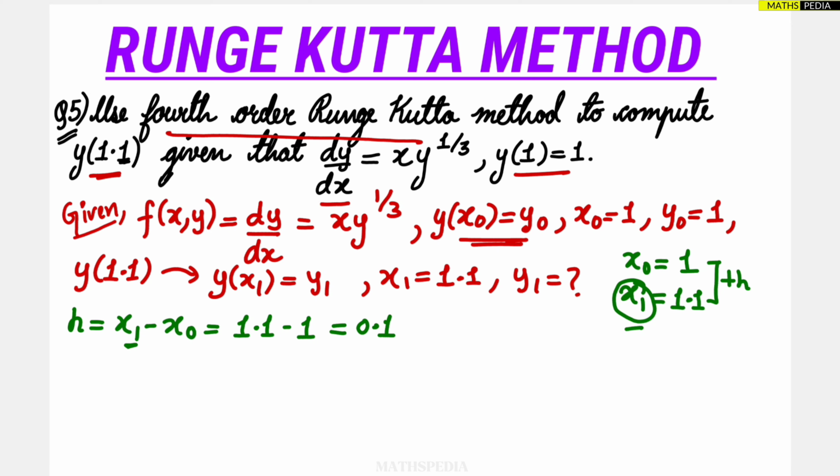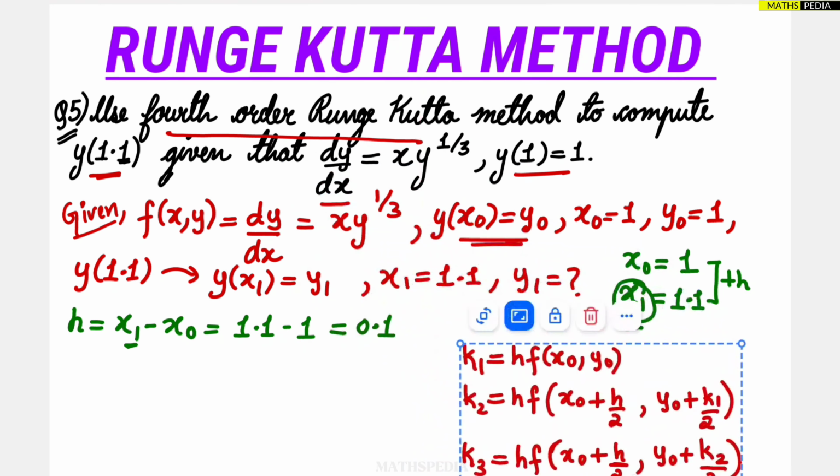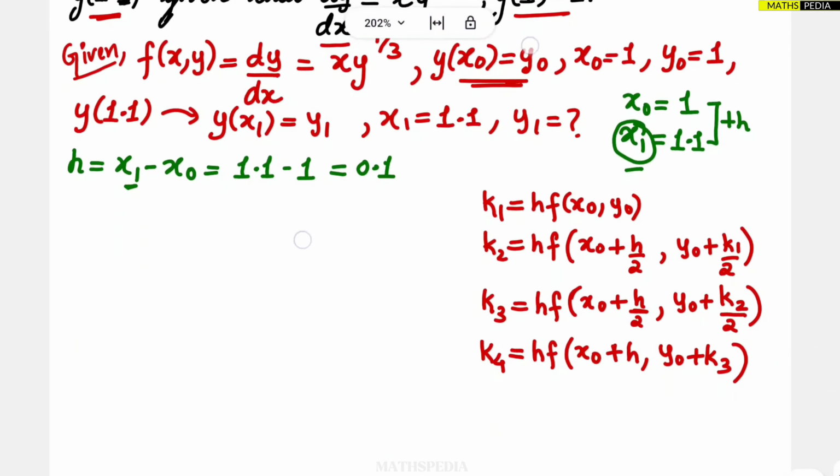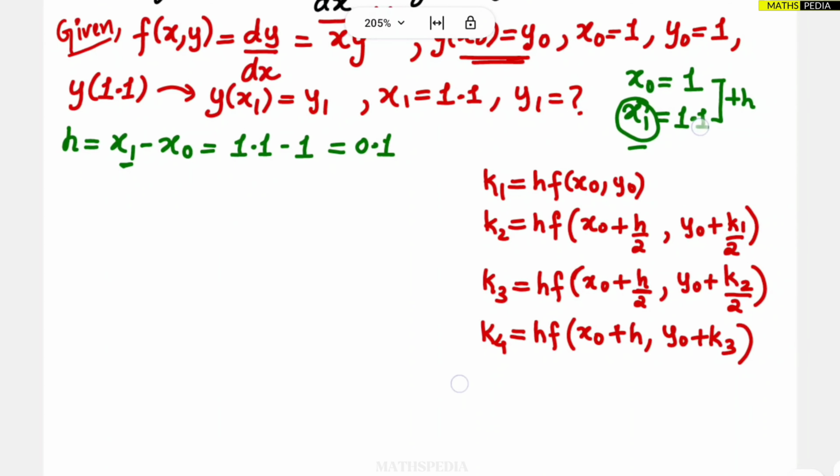Next, after writing all these given things, now we have to go for the formulas. Okay, so formulas I have already written over here. So in this formula, if you see, we need to just evaluate k1, k2, k3, k4, and at last we have to use one formula to get the Runge Kutta fourth order. Okay, we'll start with k1.